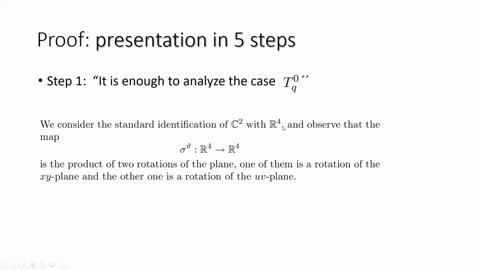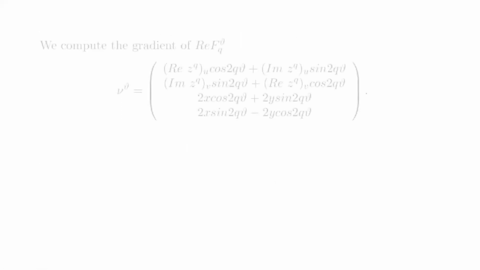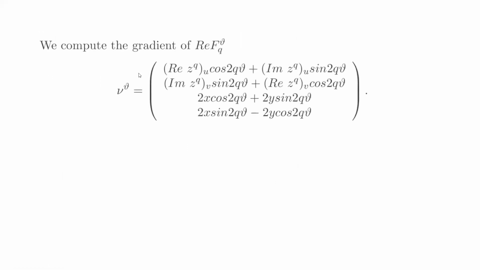Consider star identification as I did, and this is the action when you fix the angle theta. You have a product of two rotations of the plane, one of the XY plane and the other one the UV plane. It's very, very simple. This is the first one. So we compute the normal with respect to theta. This is basically the gradient with respect to theta, and you have the computation and you obtain it in this way. Observe how it plays the role.